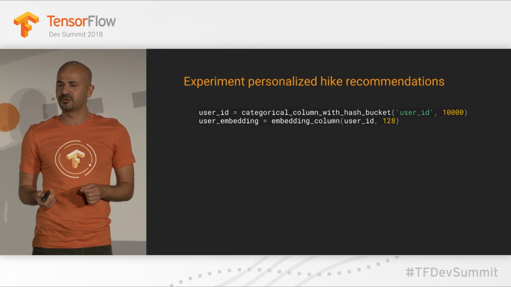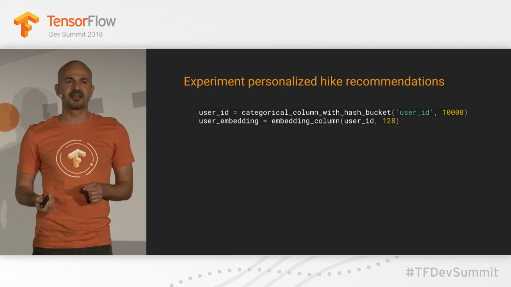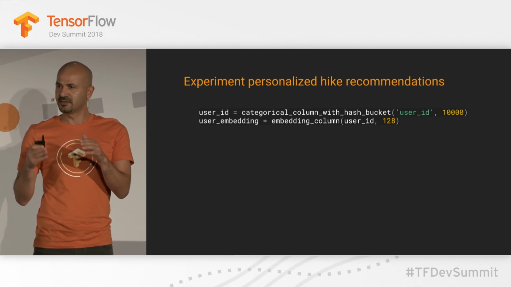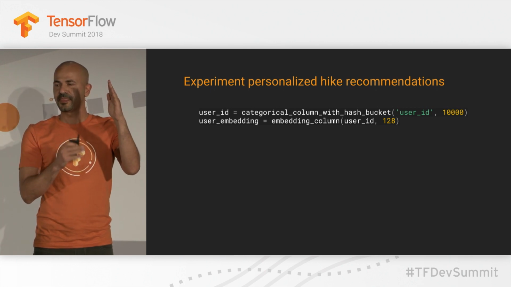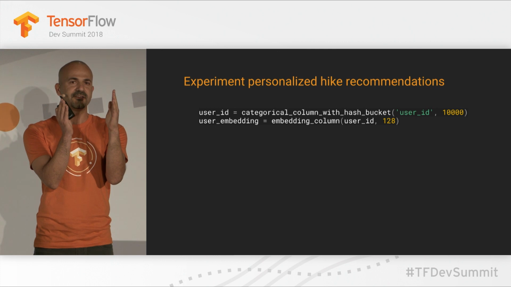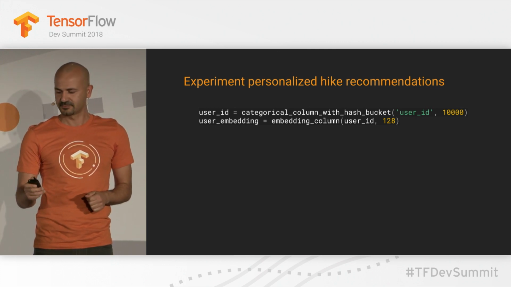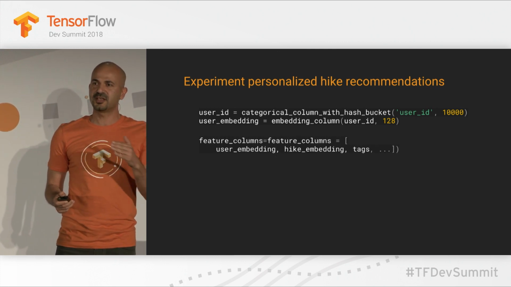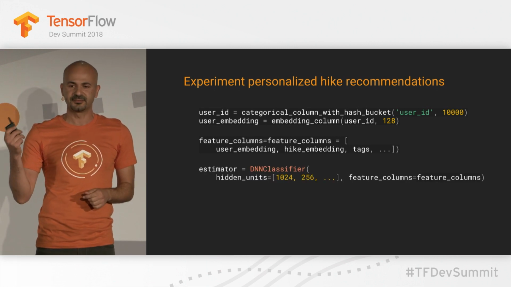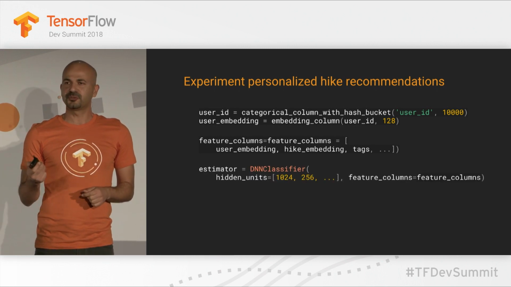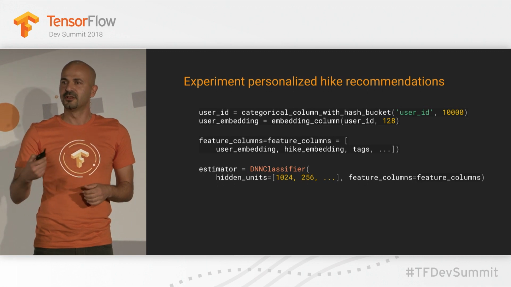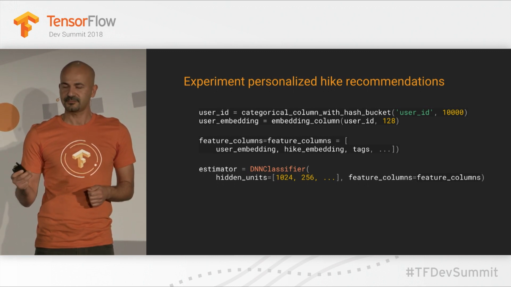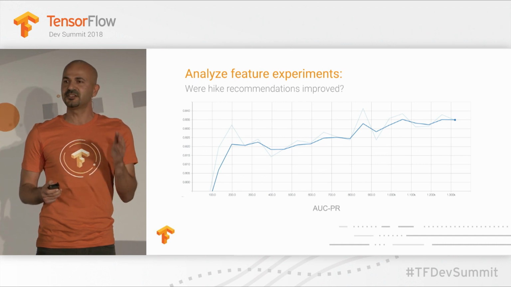In this case, we are using user embedding by embedding column. So this will let the model to learn a vector for each user and put the users closer if their hike preferences are similar. And how can you use that? Again, it's just appending into your list. And you need to also play with number of hidden units because you have many more features now, and you need to let your model to learn different transformations. And the rest of the pipeline should work.